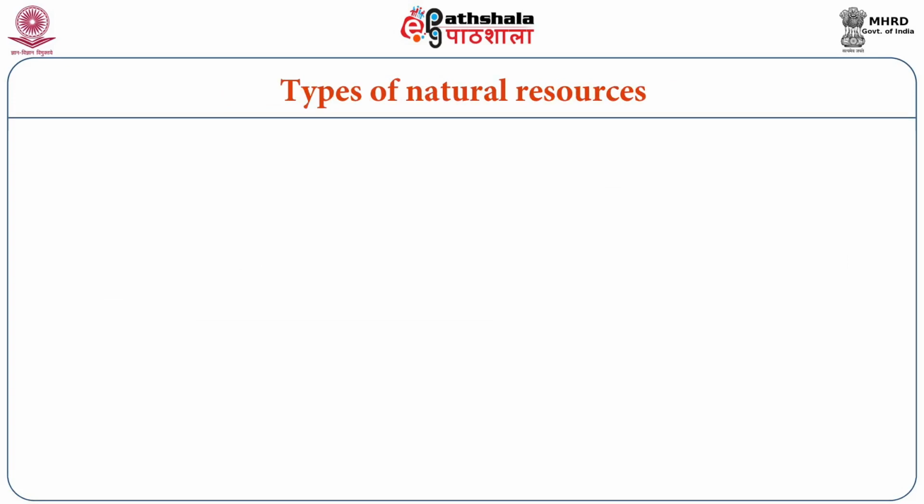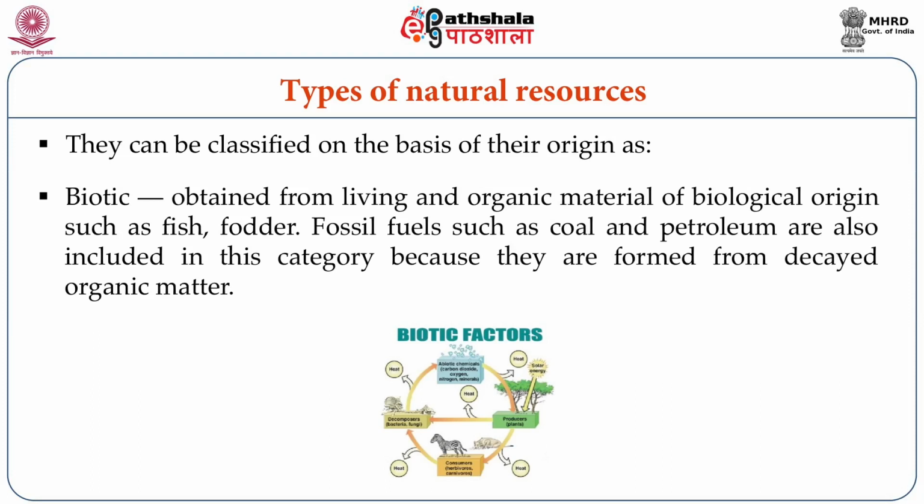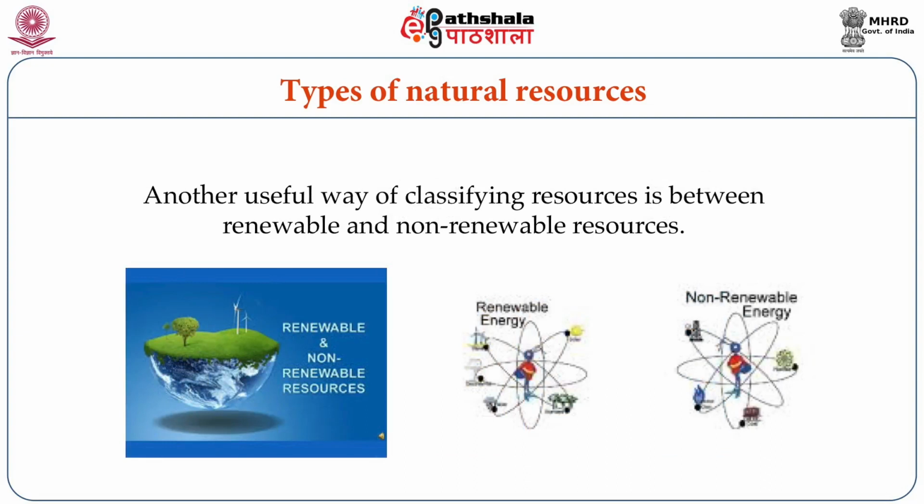Let's move on to the topic, types of natural resources. Now, natural resources can be classified on the basis of their origin: biotic and abiotic. A biotic natural resource is obtained from living and organic material of biological origin, such as fish, fodder, etc. Fossil fuels such as coal and petroleum are also included in this category because they are formed from decayed organic matter. Abiotic resources are those which come from non-living, non-organic material, for example, water, minerals, metals, etc. Another useful way of classifying resources is between renewable and non-renewable resources.